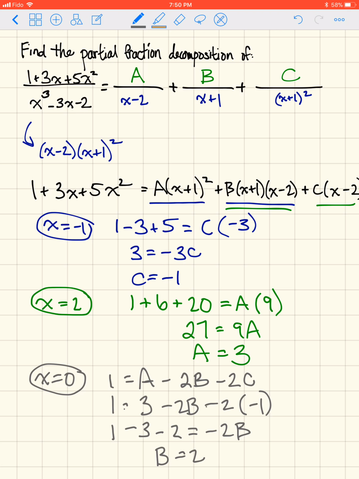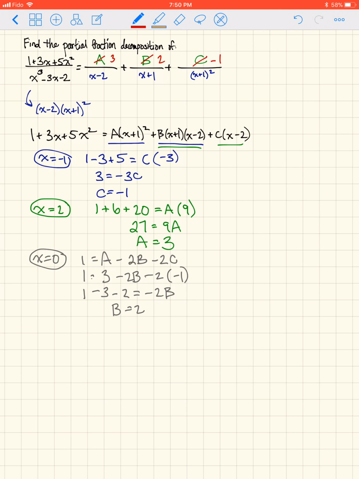So now we have our fractional decomposition. We could go back and write them in here. A is 3, B is 2, and C is -1. So that's the fractional decomposition.